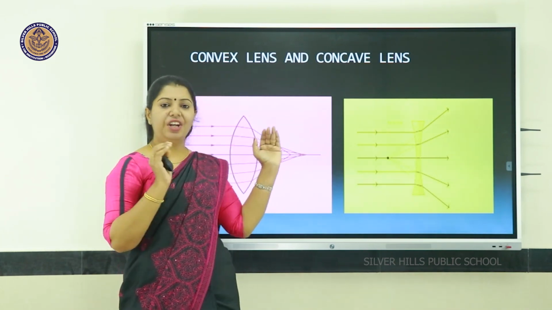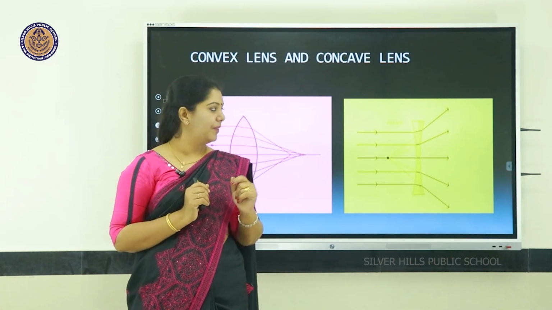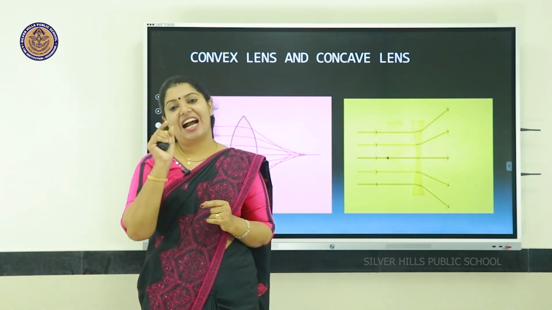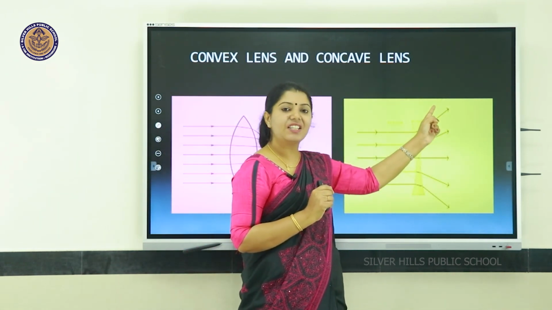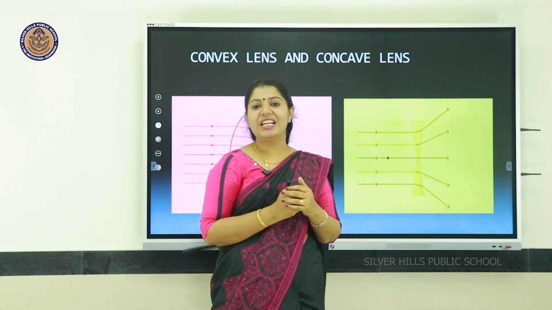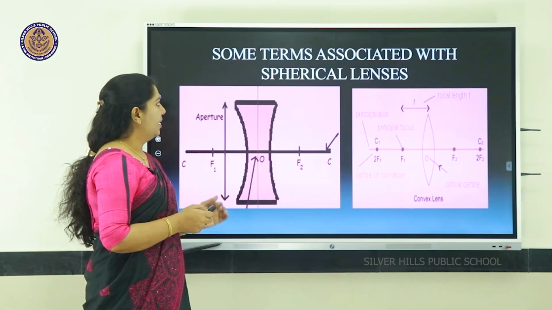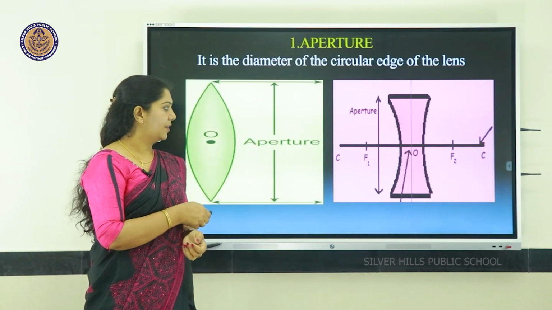After refraction, all the refracted rays meet at one point. Concave lens is known as diverging lens. You can see that all the refracted rays diverge from the point, and if we extend all these refracted rays, they will meet at the focus point. Some terms associated with spherical lenses.